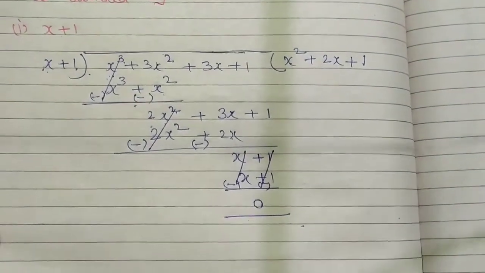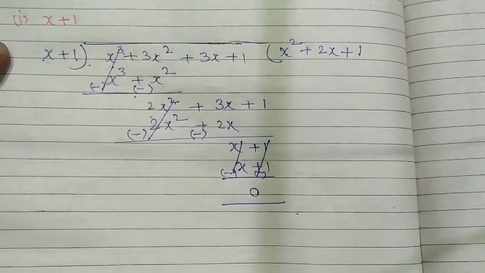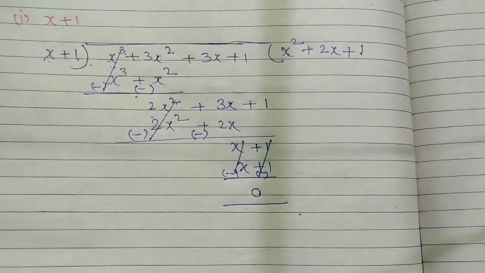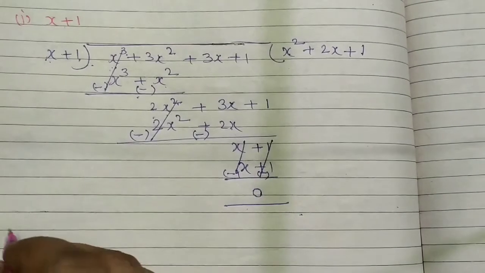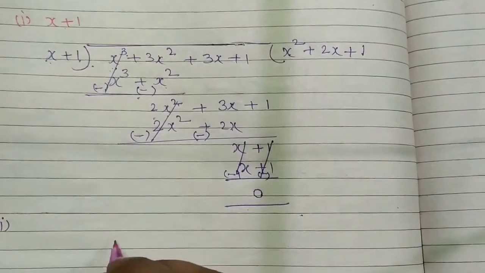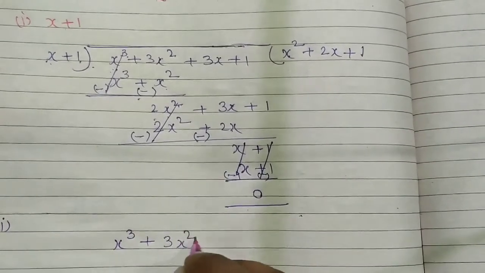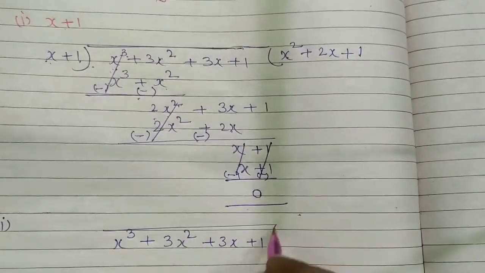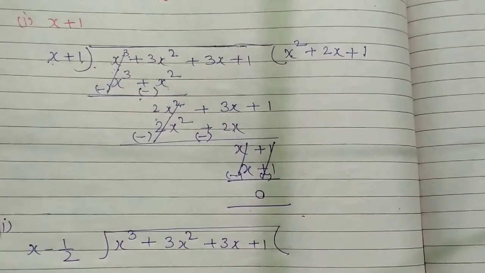I hope you got this. Now this method is called long division, right? So we need to find the remainder with the help of the long division. Okay, now what's the second one? Now second one is we need to divide the same equation with x minus 1 upon 2.